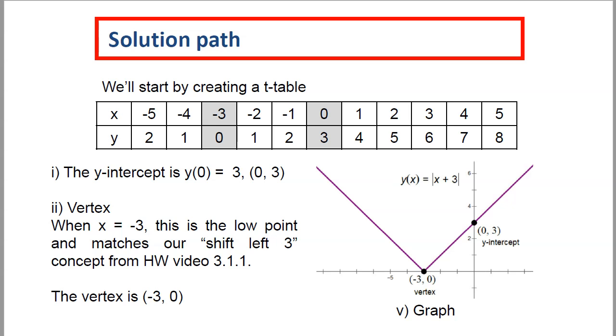Now, our vertex is when x is negative 3, which is also shaded on the t-table. Notice that this is the low point on the graph and that there's this symmetrical increase on either side of x equals negative 3 of our y values here. So we're thinking that this is shifted left 3, which matches what we learned in homework video 3.1.1. So our vertex is negative 3, 0. So we have that graphed here. And we have our y-intercept here.